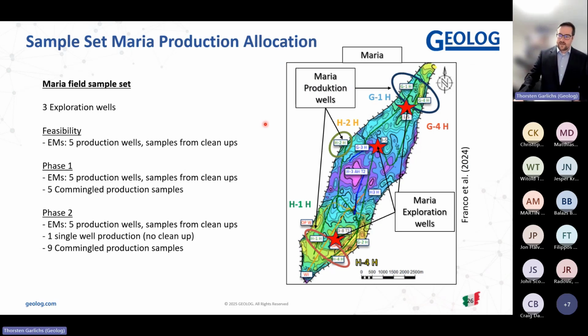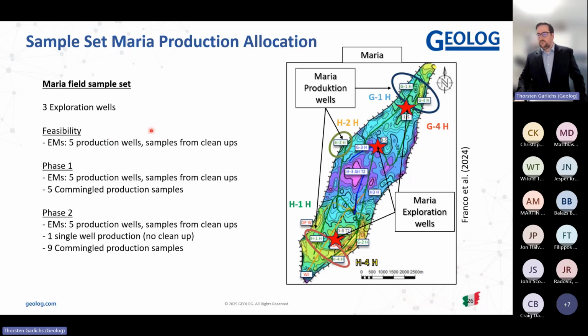What type of samples we have available specifically: not only that we have a huge amount of samples from the production team available, but here we talk about 3 exploration wells, and you see that on the right side on the map. This is highlighted with the stars. These are the 3 exploration wells. For the feasibility study, we used the 5 end members of the different wells. In the south, we have H1 and H4. In the middle part, we have H2. In the northern part, we have G1 and G4.